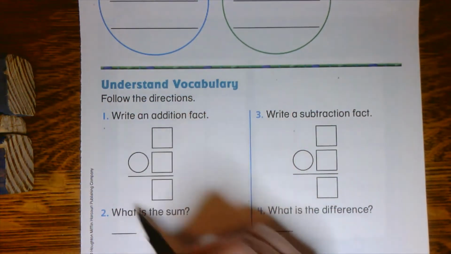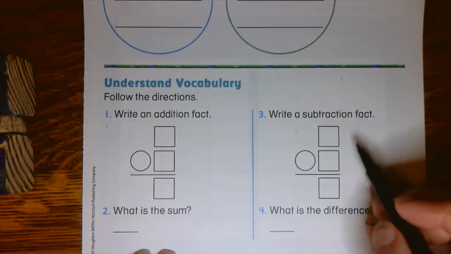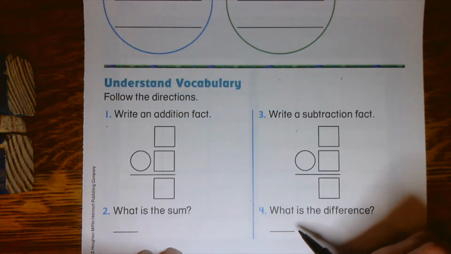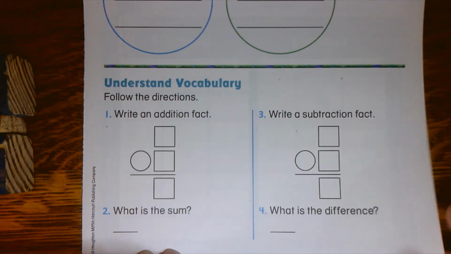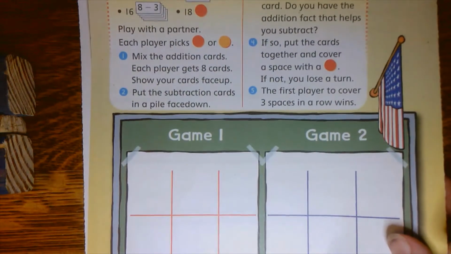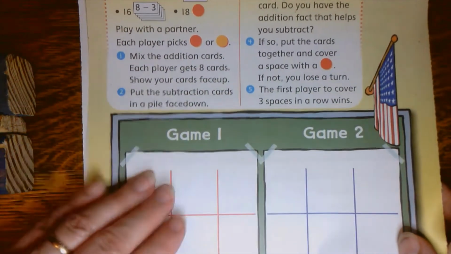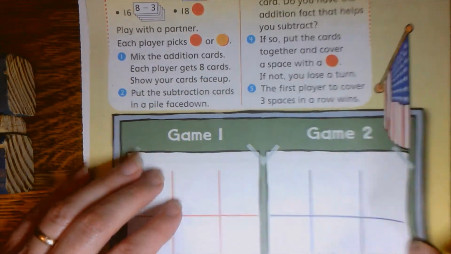Write an addition fact, and write the sum. Write a subtraction fact, and write the difference. All right, game. You can try to play with your parents if you want to, or other family members, but you don't have all the materials from me, so you can skip it.